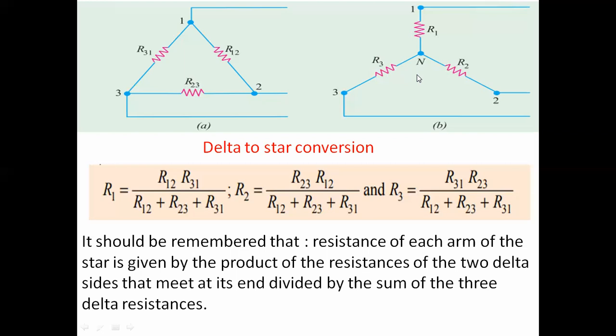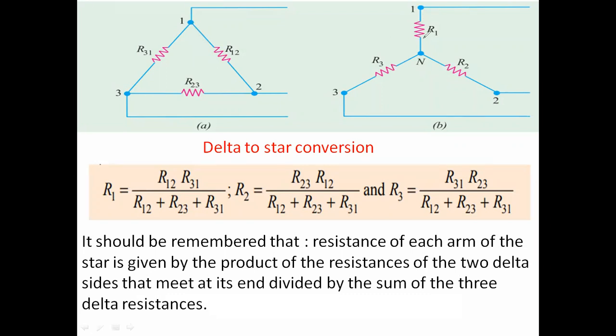In some conditions it is required to convert from star to delta, then it is easy. So depending upon the situation, you have to convert delta to star or star to delta, whatever the need may be in the network. Okay, so the first case is conversion of the delta to star.